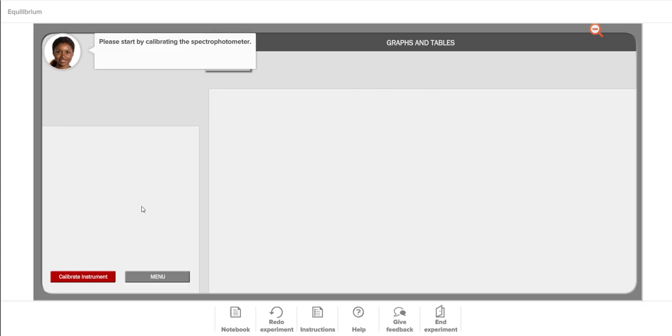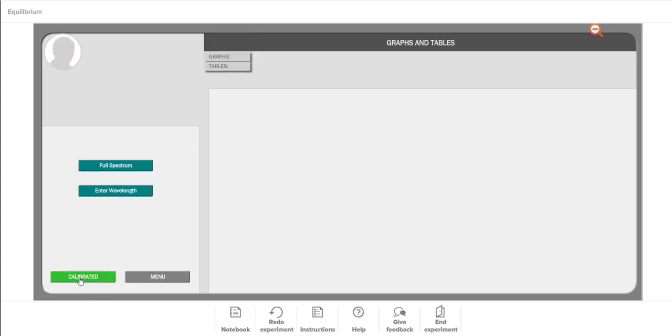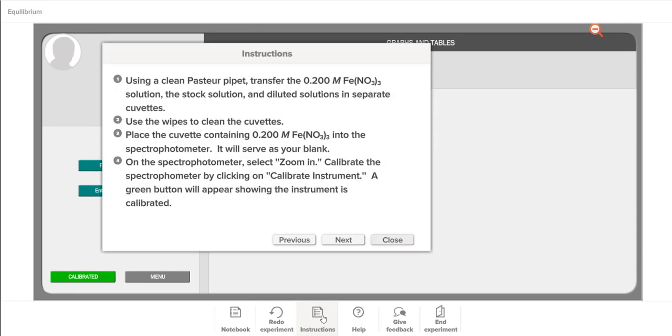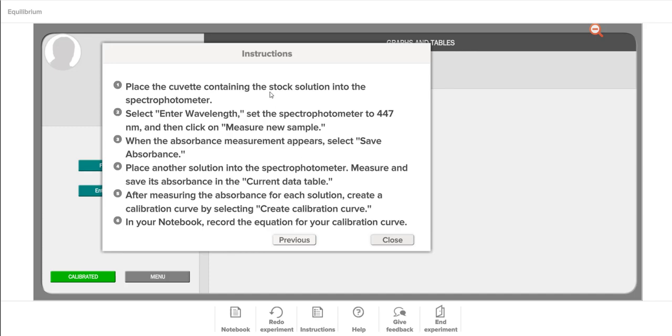First we're going to calibrate it. Now the green button appears showing that we have been calibrated. In our instructions, the next step, once we've seen the green button saying it's calibrated, is to place the cuvette containing the stock solution, enter the wavelength of 447 nanometers, and click Measure New Sample. Save absorbance, and then go on to the next solution, measuring and saving its absorbance.